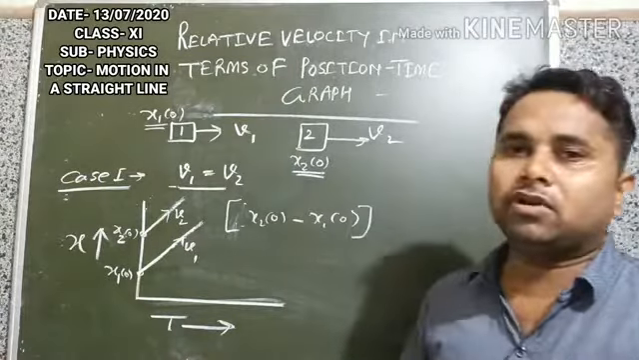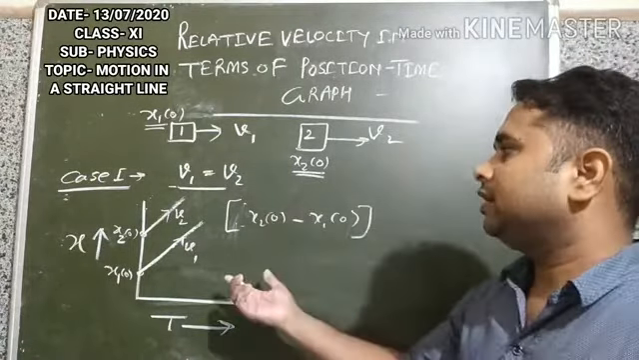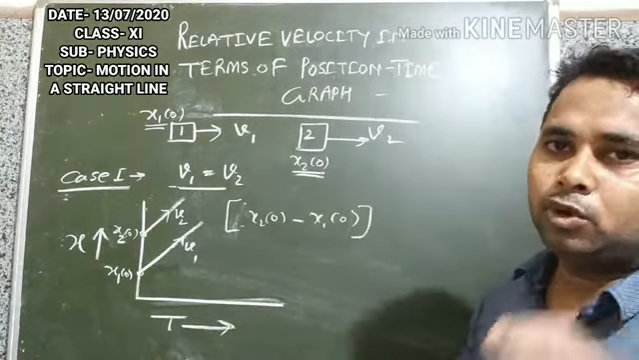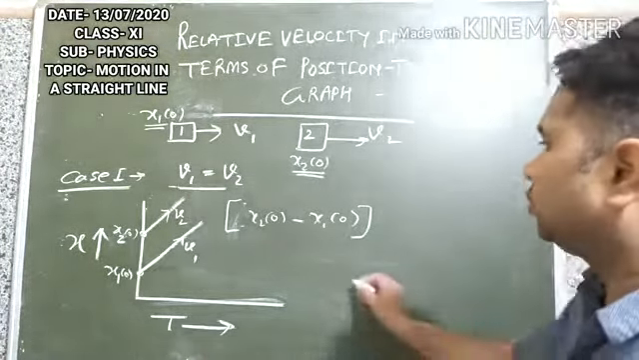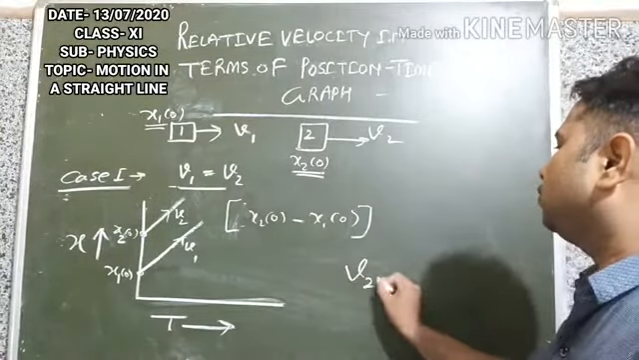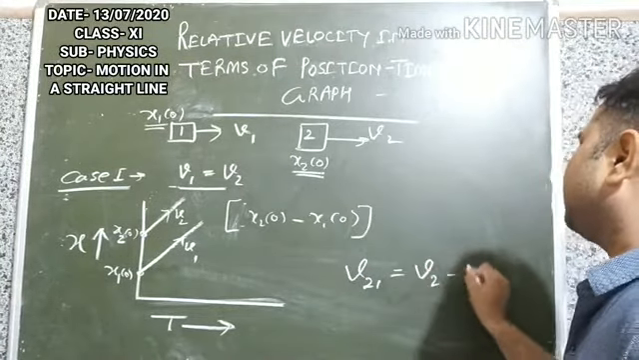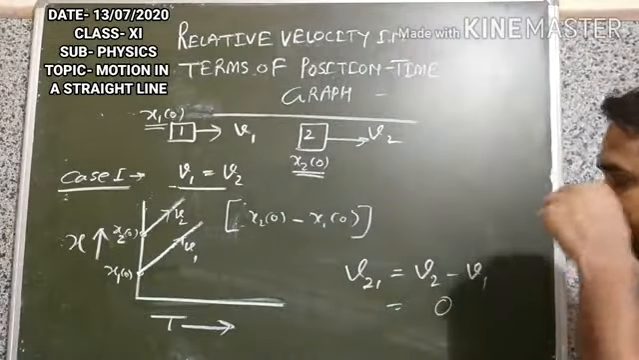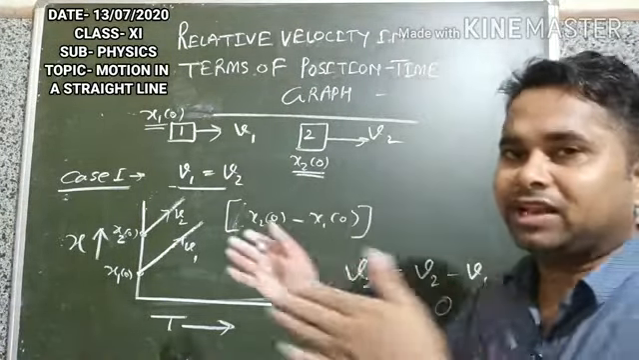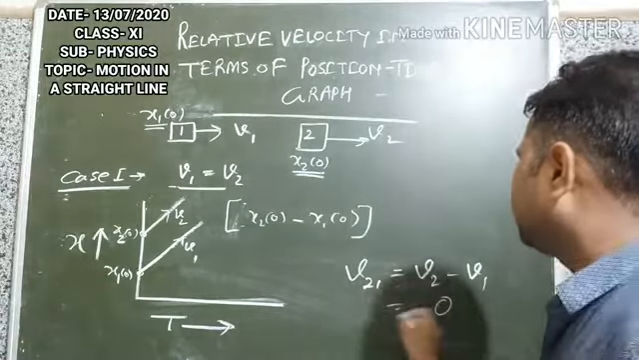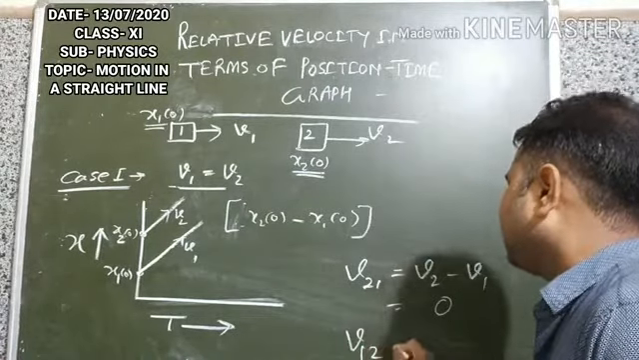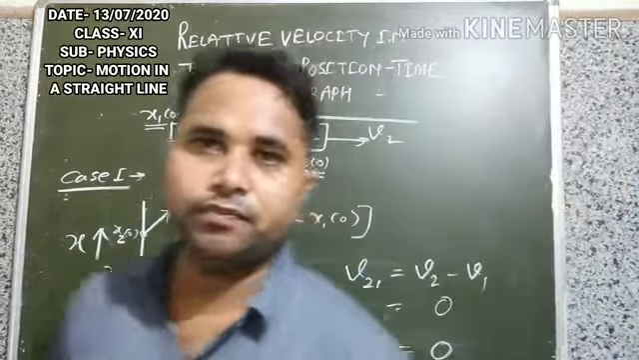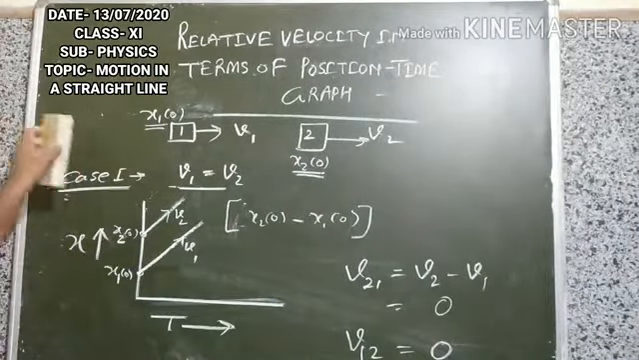One thing more about this case, what is the relative velocity? What is the relative velocity of first with respect to second, and of second with respect to first? Both will remain 0. You know that v21 is v2 minus v1, and since both are equal, it is 0. Since both have the same direction also, it is 0. And similarly v12 is also 0. It means the relative velocity here is 0. Let's see the next case.